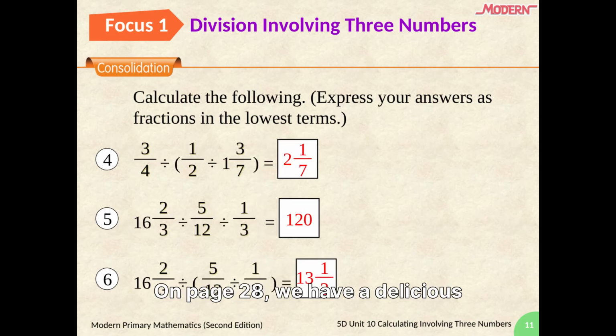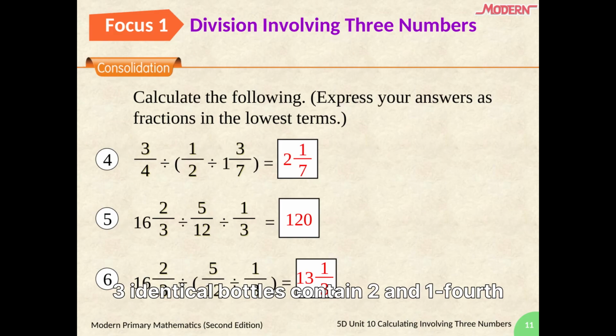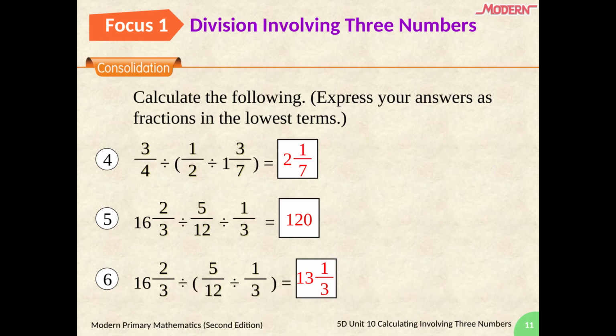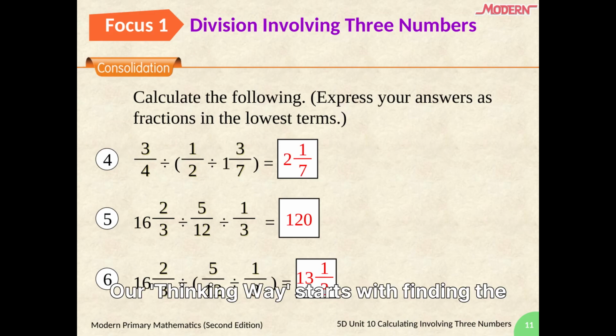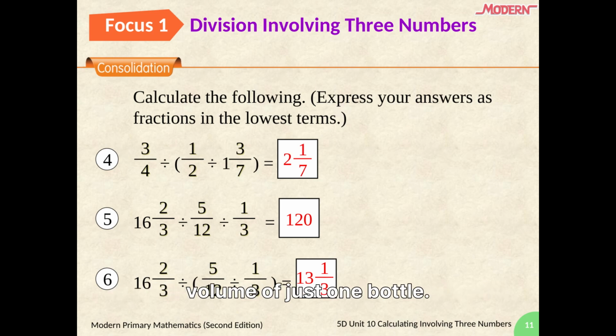On page 28, we have a delicious problem about orange juice. 3 identical bottles contain 2 and 1/4 liters altogether. Mom pours just 1 bottle into small cups that hold 3/20 of a liter each. How many cups can she fill? This is a classic multi-step problem. Our thinking way starts with finding the volume of just 1 bottle. Since 3 bottles have 2 and 1/4 liters, we divide that total by 3.